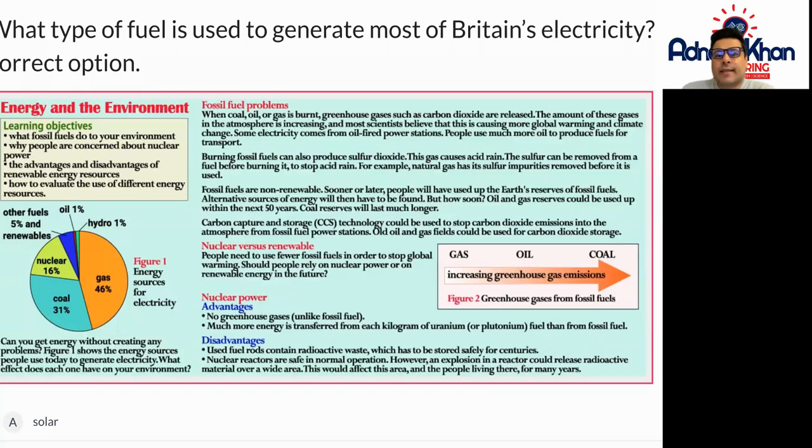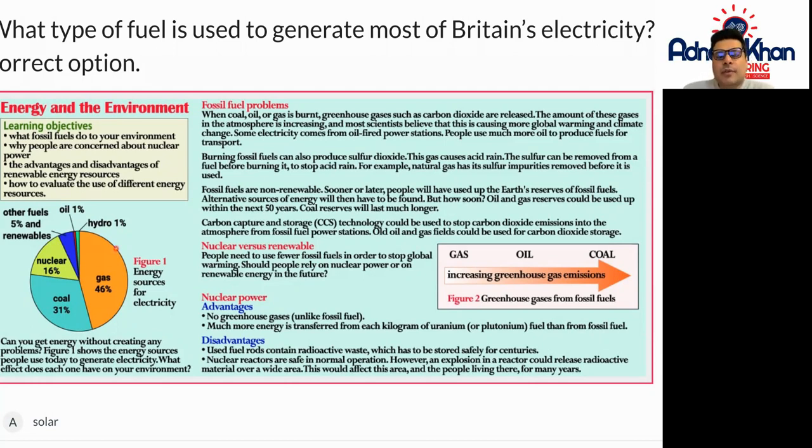So let's have a look at this chapter. Here you need to learn what fossil fuels actually do to our environment, why people are concerned about nuclear power, the advantages and disadvantages of renewable energy resources, and how to evaluate the uses of different energy resources.